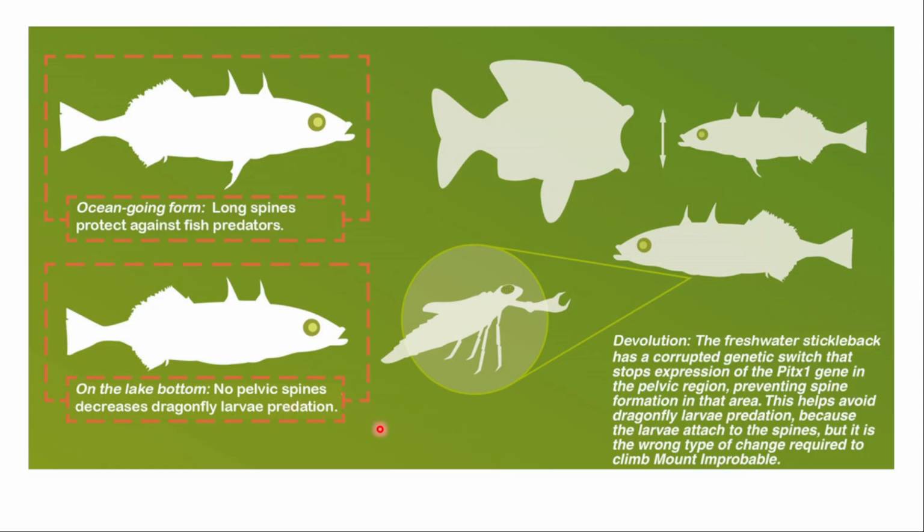There are certain parasitic larvae called the dragonfly larva which lodge into these pelvic spines and eat up the fish from within. This is also known as devolution, the term coined for backwards evolution, in which the freshwater stickleback has a corrupted genetic switch that stops expression of the PITX1 gene in the pelvic region, preventing spine formation in that area. So the PITX1 gene is the one responsible for production of the pelvic spine.